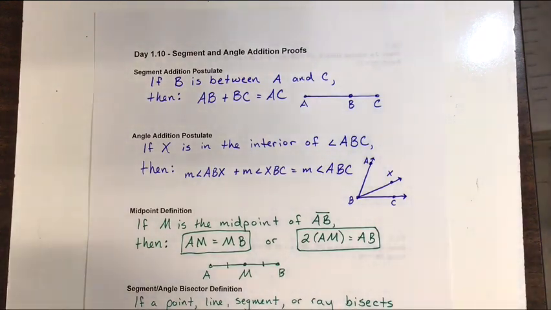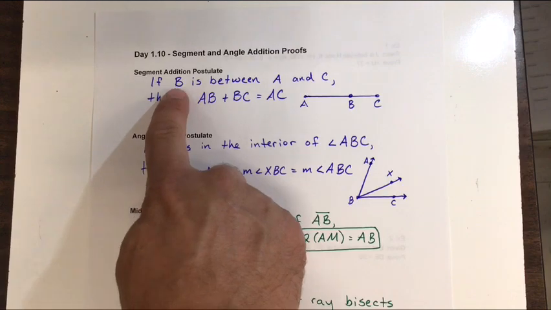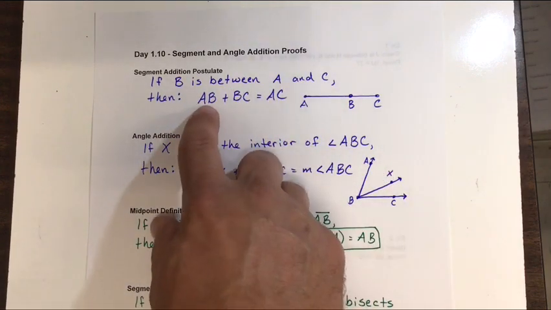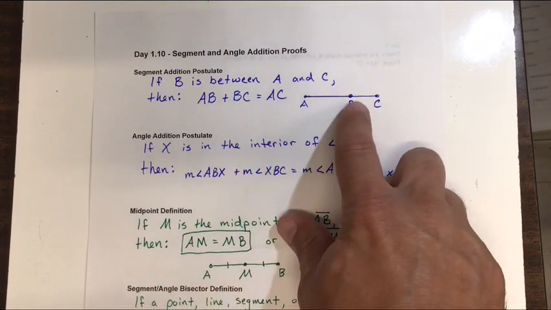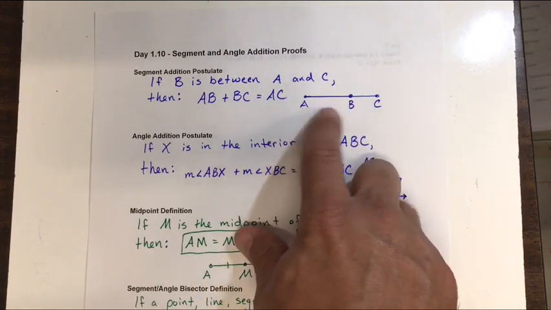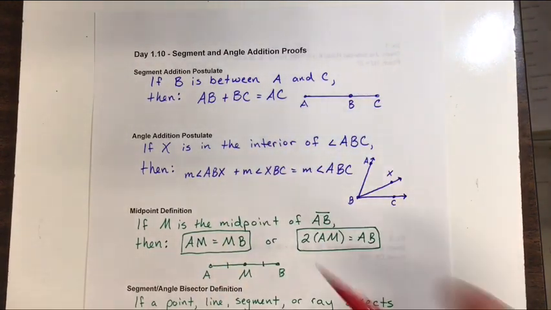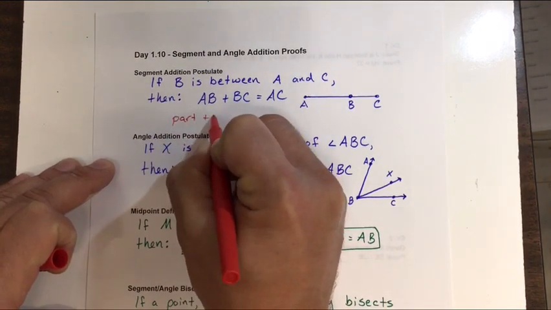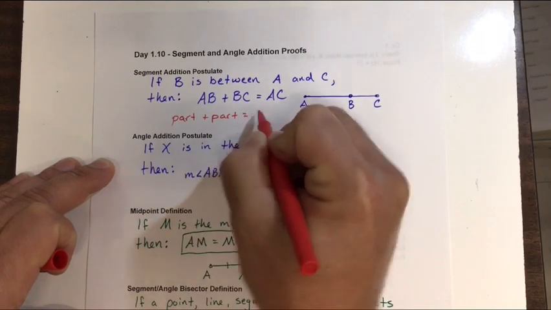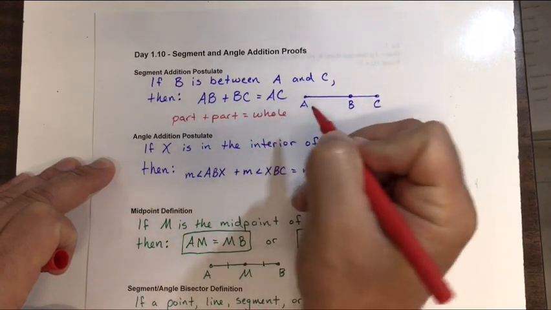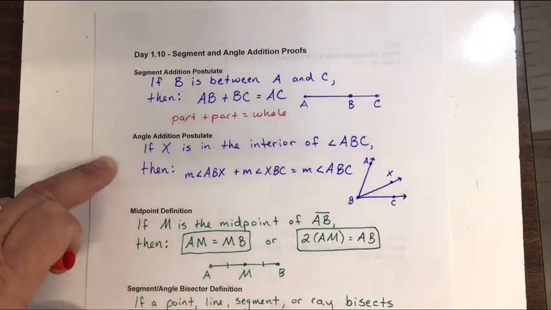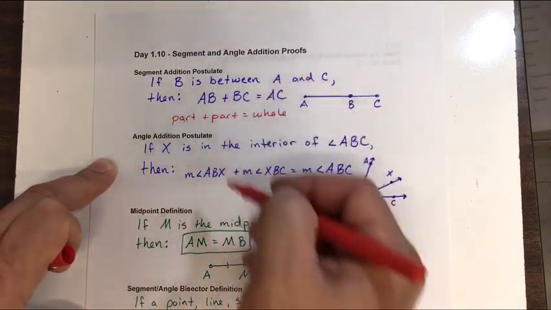All right, so our segment addition postulate simply states if some point B is between two other points, A and C, then the length of AB plus the length of BC has to equal the length of AC. This is no different than part plus part equals whole. Okay? And so that is really all we're doing with this entire page, really, is that part plus part equals whole for these two anyway.